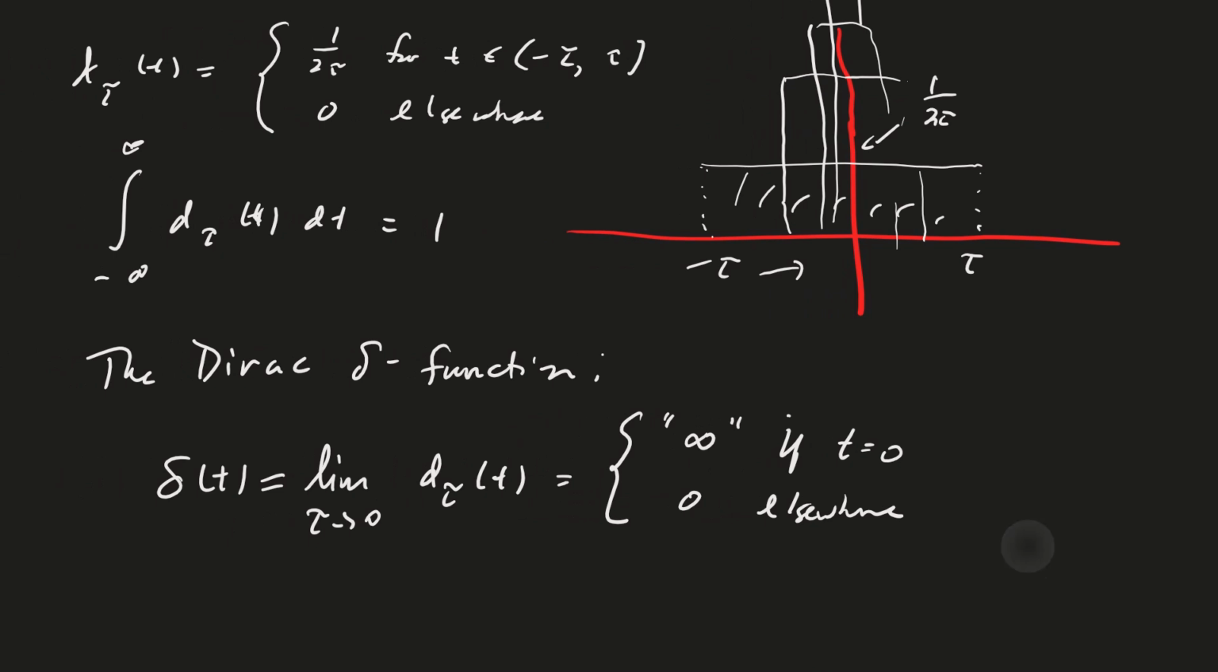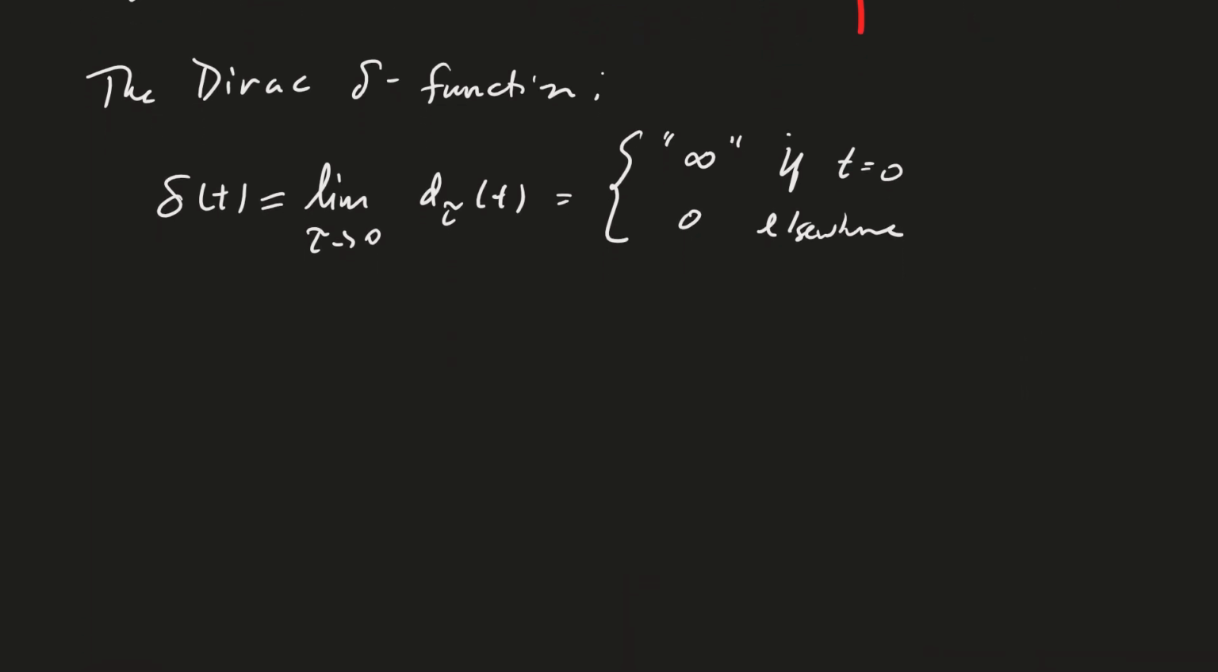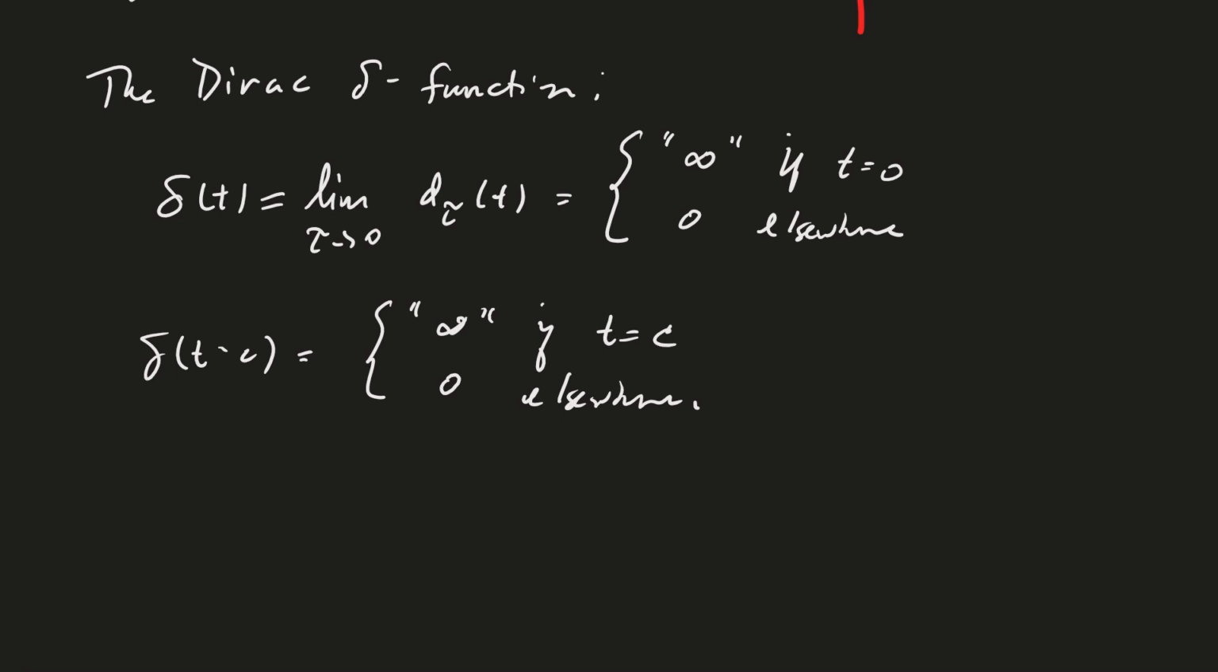Before we get into the properties of the Dirac delta function, normally we don't take the Dirac function at 0. Normally we will shift the Dirac delta function off. So therefore we can say that the Dirac delta function of t minus c is going to be equal to infinity if t equals c and then 0 elsewhere. And so this is going to be modeling a smack, a hit at time c.